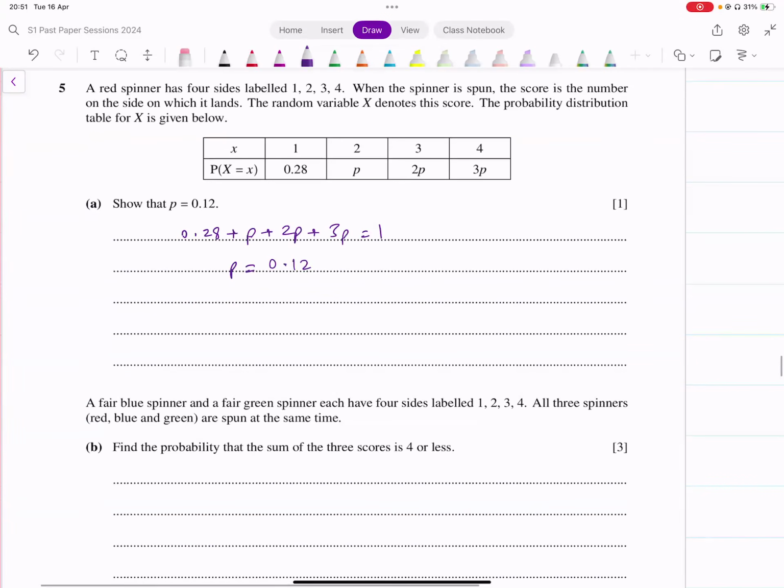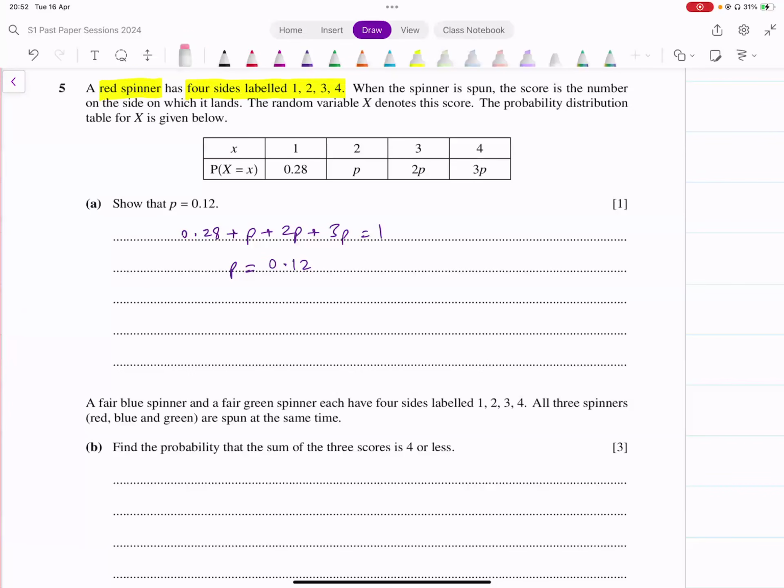Now it says a fair blue spinner. Okay, so we had a red spinner first. It had 4 sides labeled 1, 2, 3, 4. The score is the number on the side on which it lands. X denotes the score 1, 2, 3, 4. We have this probability distribution table of X. Now we have another spinner that's blue, and a fair green spinner with 4 sides labeled 1, 2, 3, 4. As before, all 3 spinners are spun at the same time. So we have 2 other spinners and they are the same. It's just that their colors are different.